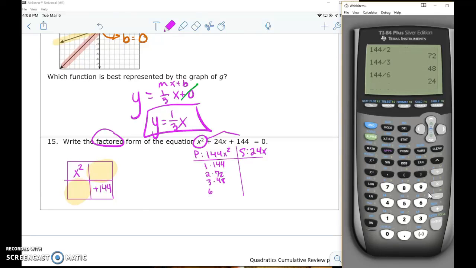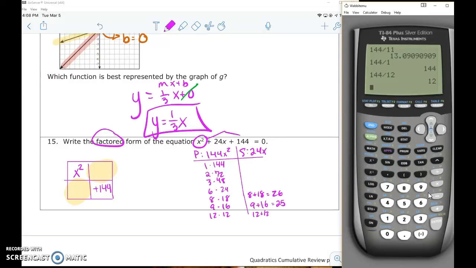144 divided by 6 is 24. Let's try 8. 8 times 18. Okay, if we try 8 plus 18, that makes 26. We're getting closer. Okay, 144 divided by 9. 9 times 16 makes 144, and 9 plus 16 is 25, so not quite. Okay, 10, I could do 11. 11 does not work. 144 divided by 12. 12 times 12 makes 144.